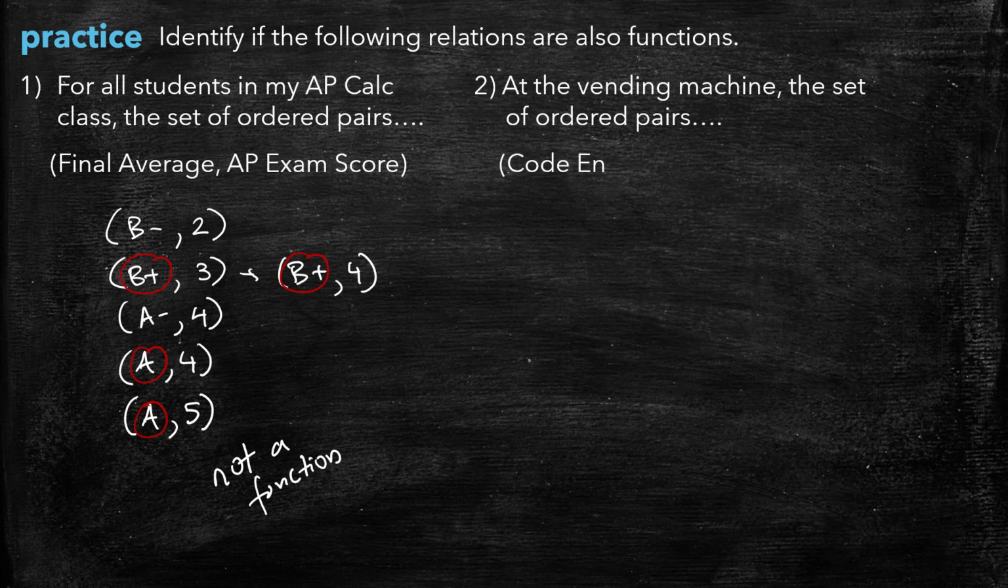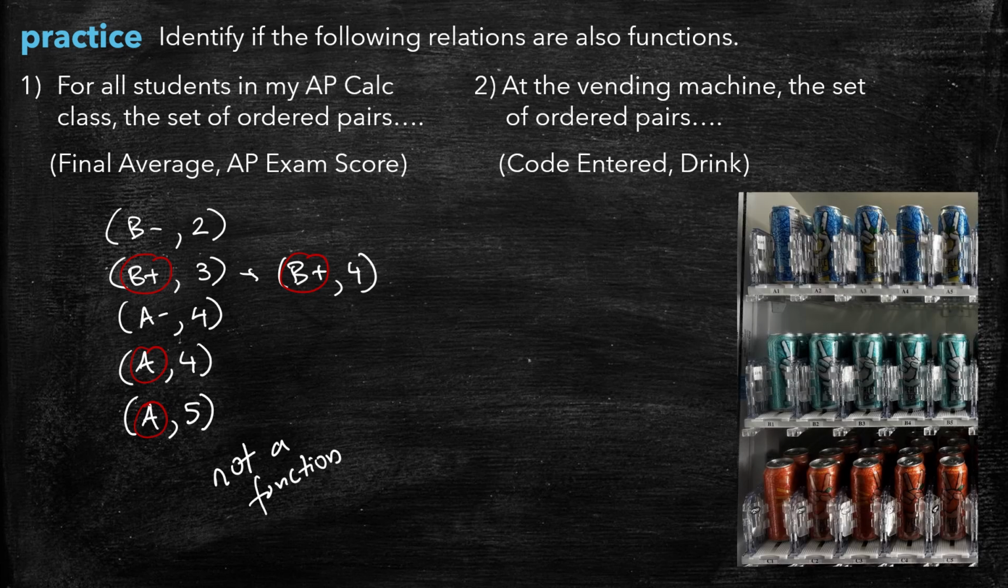All right, so let's consider this scenario. At the vending machine, the set of ordered pairs is the code entered and the drink delivered. This is a picture I took of our vending machine, just one portion of it. I'm going to do this more like a mapping diagram now. If I type in A1, I get a blue iced tea, A2, all the way up to A5. Actually, it extended beyond this. I think it went all the way up to A10. So all of those deliver blue, whereas if I type in B1, I get green, etc.